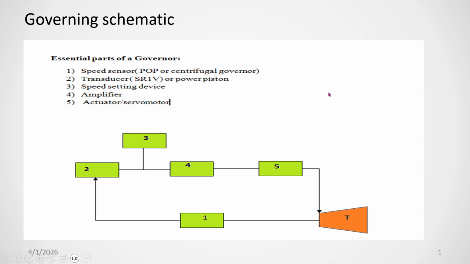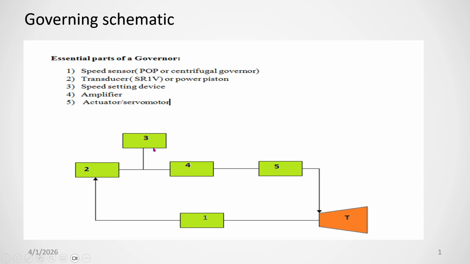Friends, today we are going to discuss the basic items required for governing a turbine. So this is your turbine. When it is running, A is called the speed sensor. It will measure its speed, and then the signal will go to the transducer, where the speed is converted to either a hydraulic, pneumatic or electronic signal.